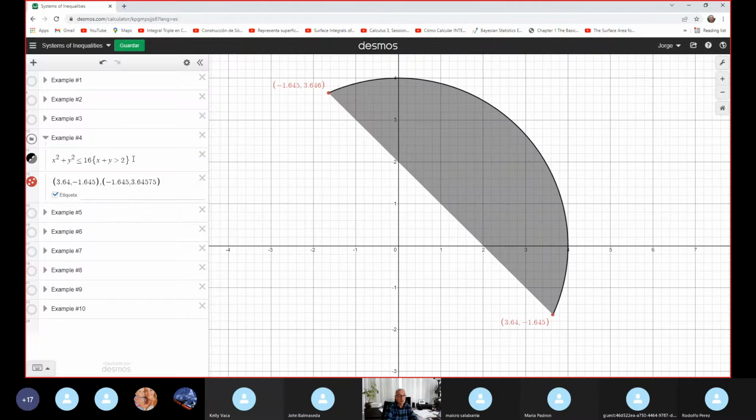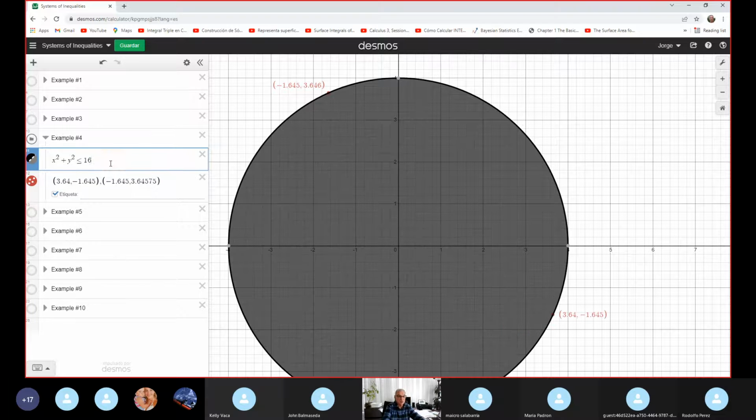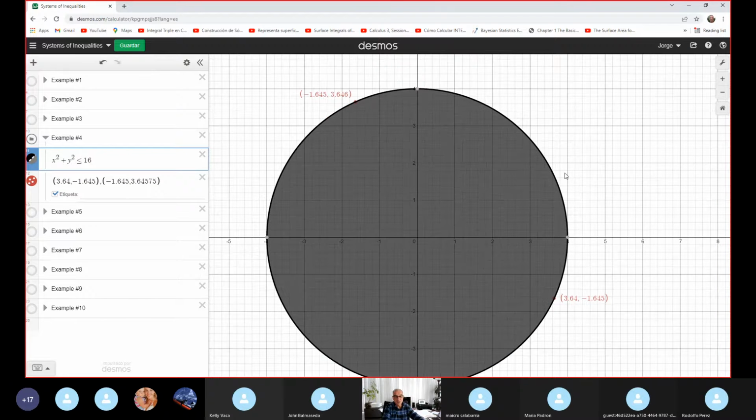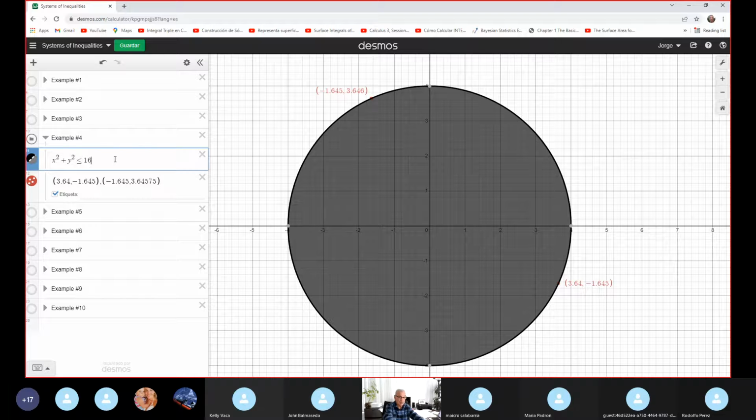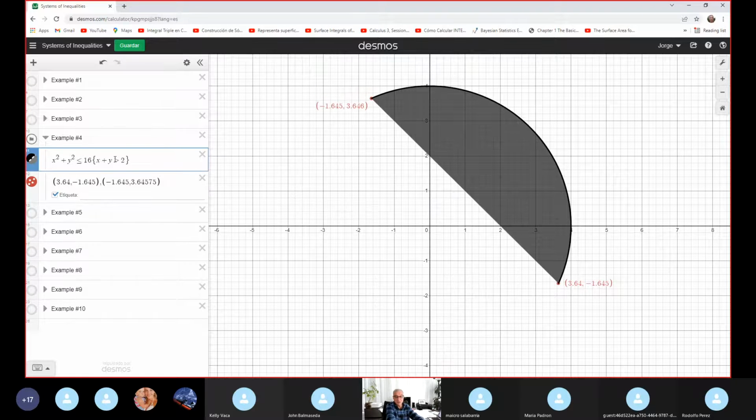Look. Let me temporarily delete the second inequality. Okay, I put on my keyboard Control X. It's a circle where the center is located at the origin, 0,0, and the radius is 4. Now together with the linear, which is a line, Control B, this is the piece of solution.